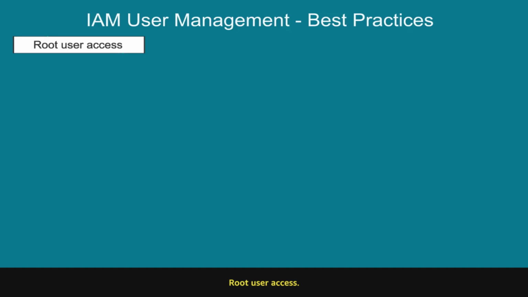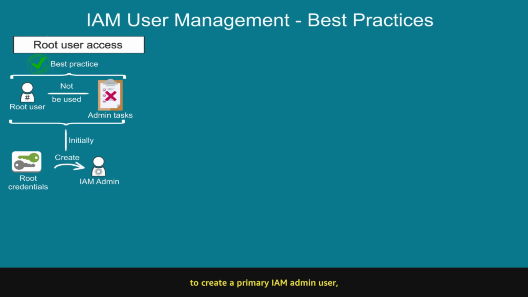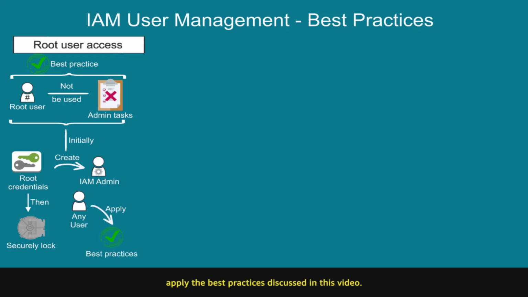Root user access. As a best practice, it is recommended that the root user not be used for everyday admin tasks. Initially, when you first create a new AWS account, use the root user's credentials to create a primary IAM admin user. Then, securely lock the root user credentials. For any user, including the root user, apply the best practices discussed in this video.